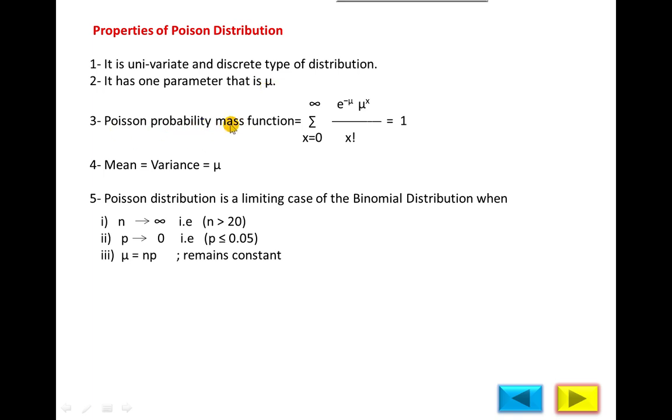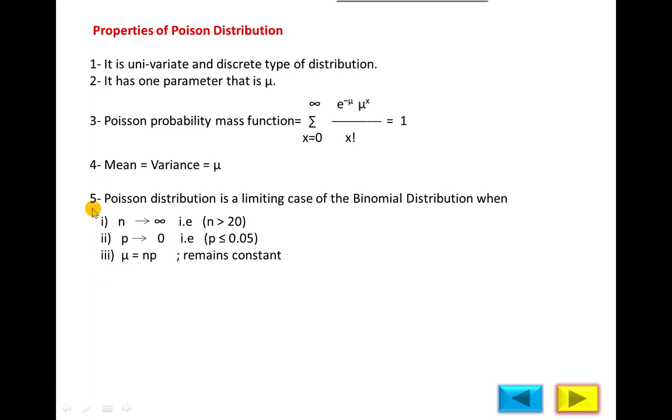The sum of the Poisson probabilities is equal to 1, because the sum of the probability is equal to 1. So if you substitute all the given values, the sum of the probability will be equal to 1. Number 4, mean and variance both are equal, represented by mu. In binomial, mean is greater than variance.